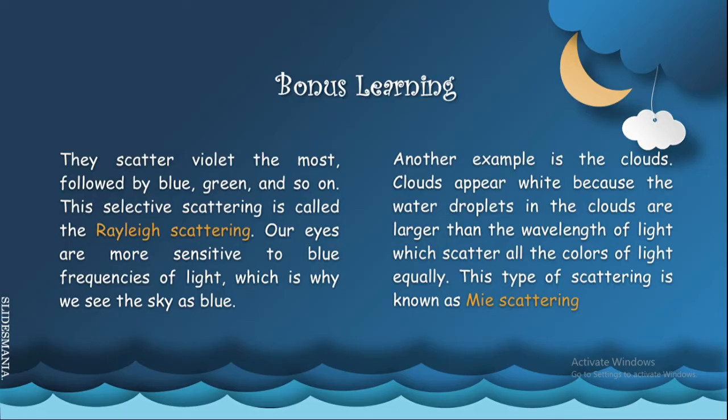Another example is the clouds. Clouds appear white because the water droplets in the clouds are larger than the wavelength of light, which scatter all the colors of light equally. This type of scattering is known as Mie scattering.